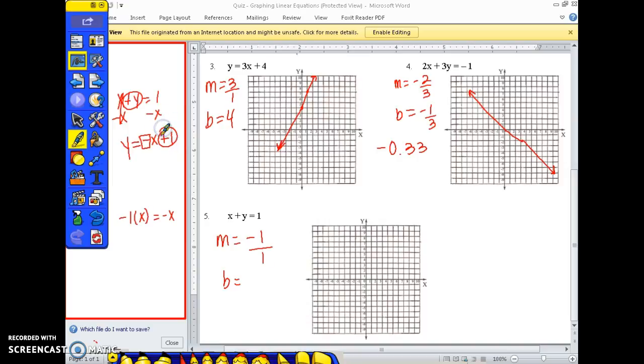And my y-intercept is the number at the end that's by itself. That is my b. We graph our y-intercept first. So I'm going to go to 1. And then my slope says to go down 1, then to the right 1. So that means for every new point that I make from my previous point, I go down 1 to the right 1, then graph it. Once you connect your points, then you are done graphing.